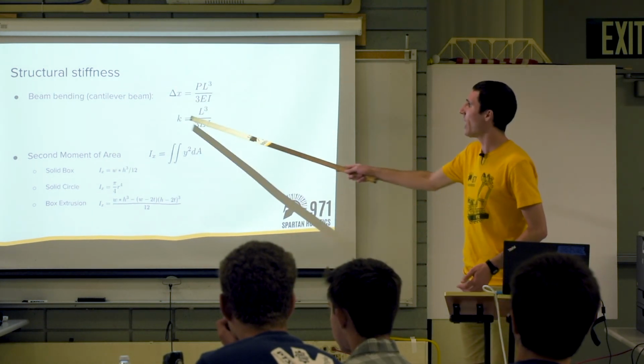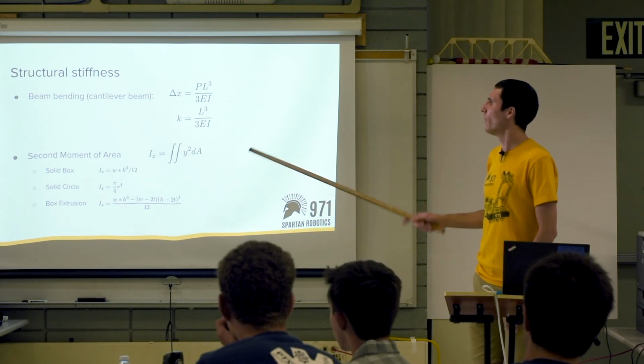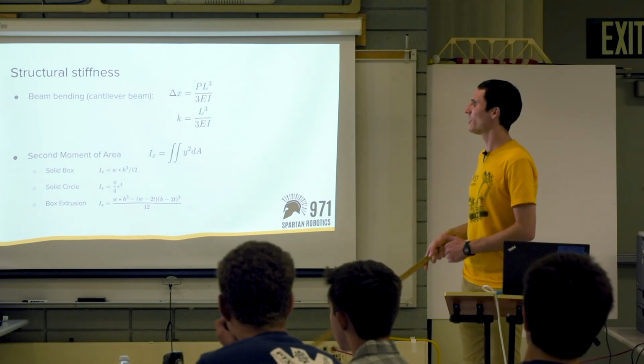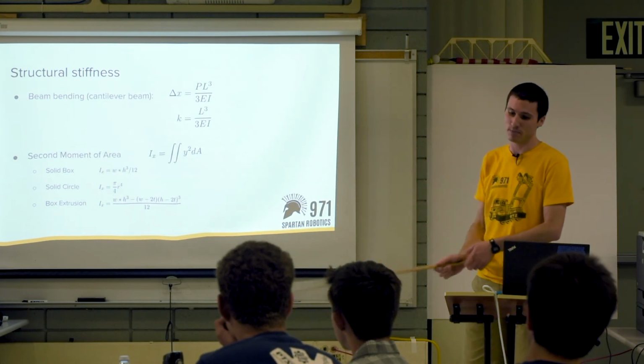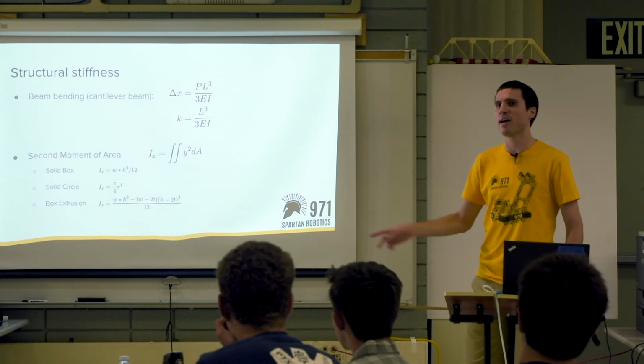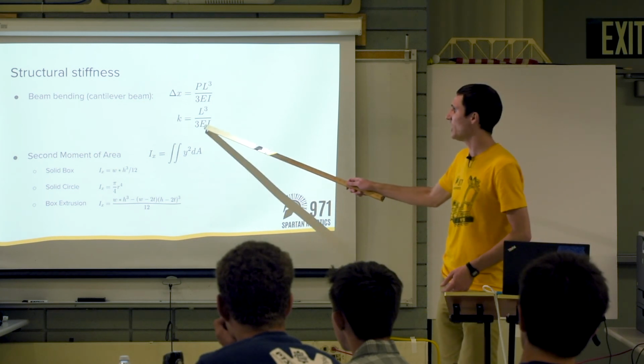And you can move it around, and your stiffness is going to be proportional to this. So basically, that means the stiffness is based on how long it is. Longer beams are going to be to the third power. So if we make a beam that's twice as long, it's going to be 8 times not as stiff. And then on the bottom, we have this E and this I.